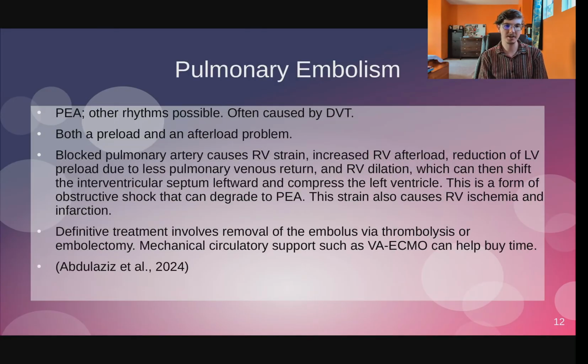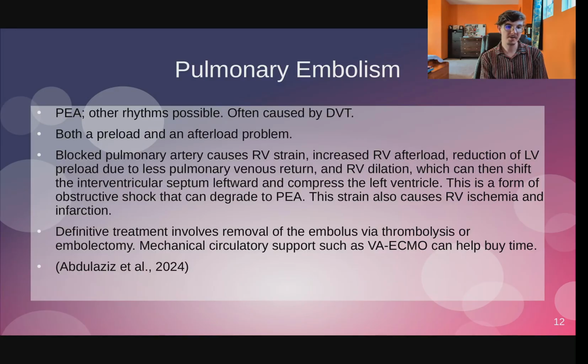And now we're on to the T's. Our first one is pulmonary embolism. So PEA is the common rhythm here, but other rhythms are possible. This is often caused by a DVT, but there are other causes too. Now, PE is both a preload and an afterload problem. I want you to try to imagine this. Especially with a massive pulmonary embolism, you have the right ventricle that is trying to pump blood into the pulmonary arteries, and you have a massive blockage that is stopping blood flow. That is a physical obstruction.